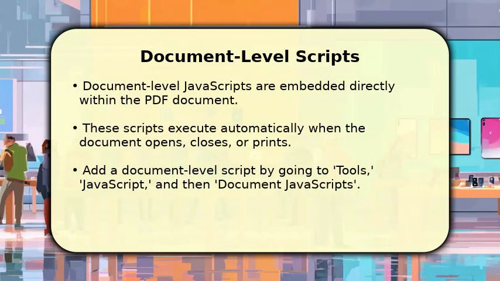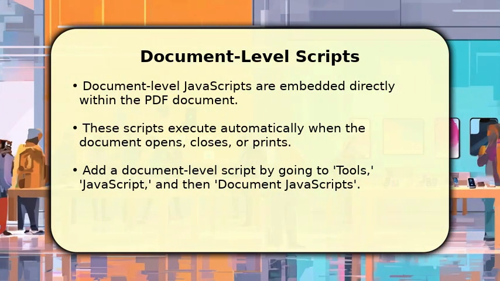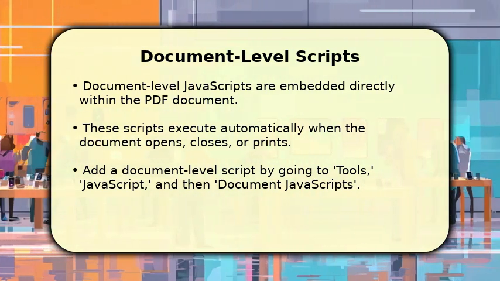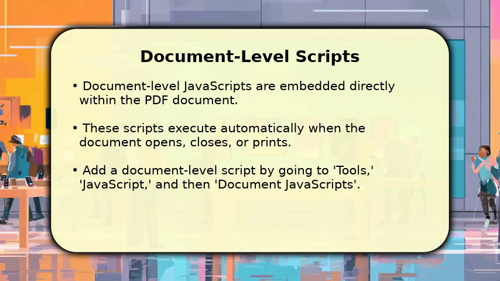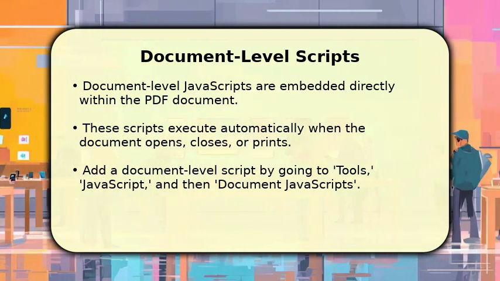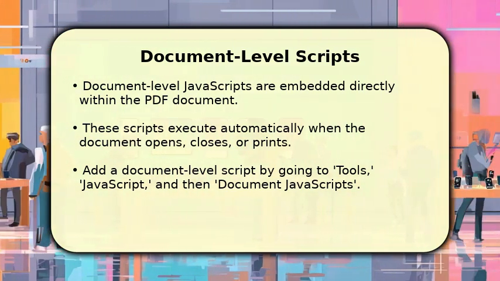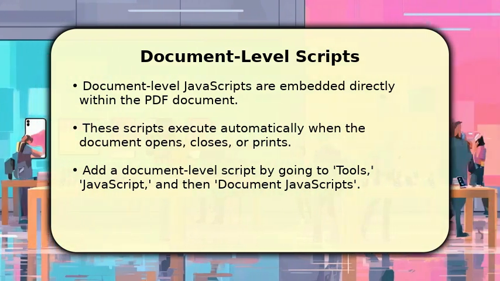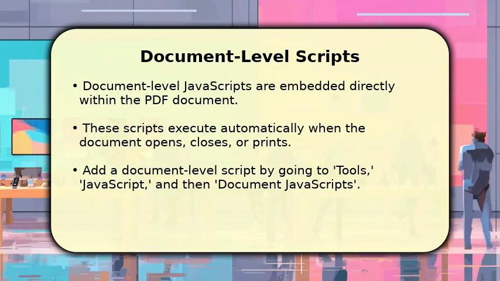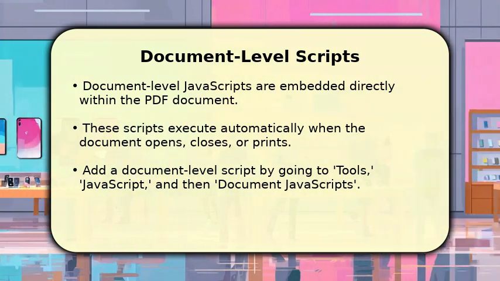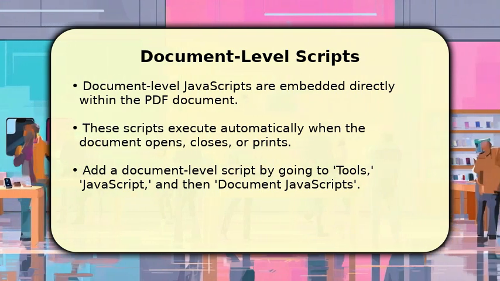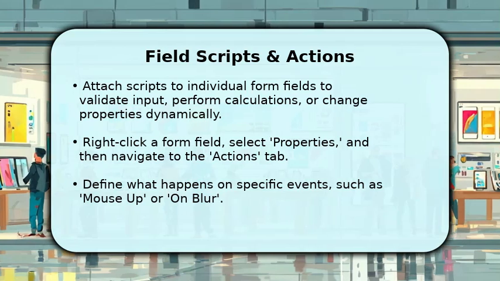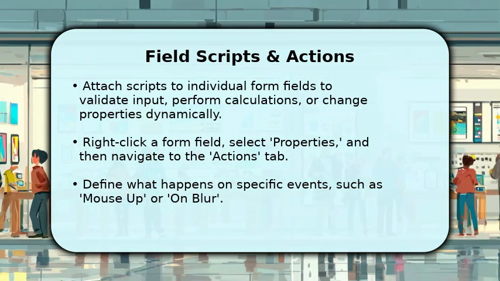Next, we'll explore document-level JavaScripts. These scripts are embedded directly within the PDF and execute when the document opens, closes, or prints. To add one, go to Tools, JavaScript, and then Document JavaScripts. Here, you can define functions or variables accessible throughout the entire PDF. For example, you might set up a script to automatically populate a date field upon opening, ensuring consistency across all your documents.